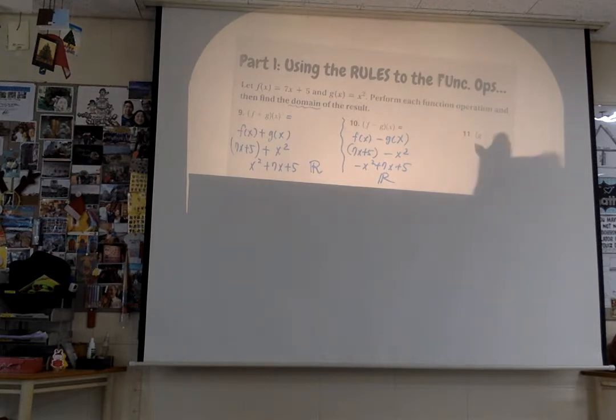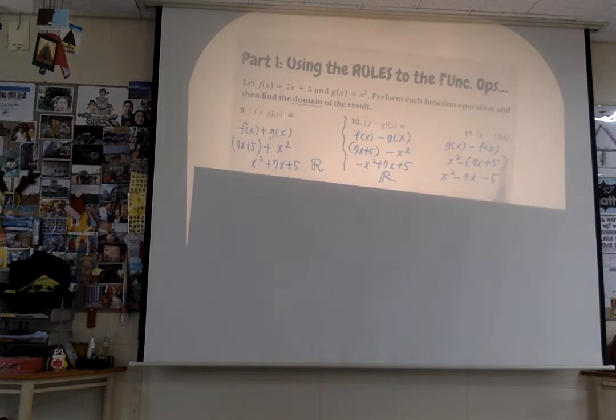There's no restrictions. G minus f of x, that means it's going to be g of x minus f of x. Are things going to change? Maybe slightly. Minus 7x plus 5, right? So the simplified form is x squared minus 7x minus 5. You guys, stop the video before I give away the answers, okay? And again, yes, you got it. Real numbers for domain, okay?